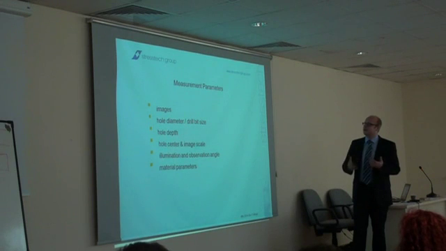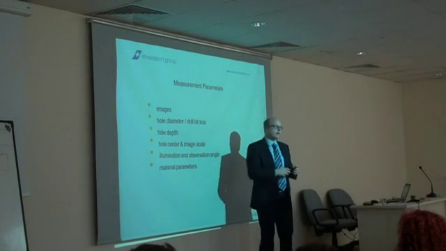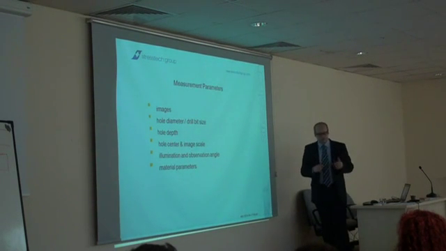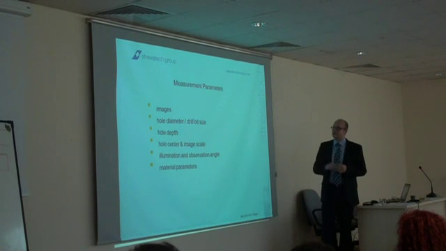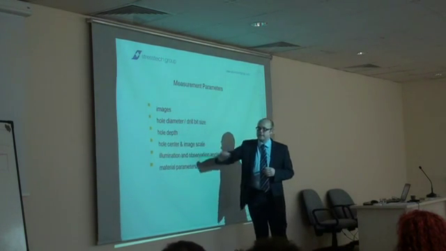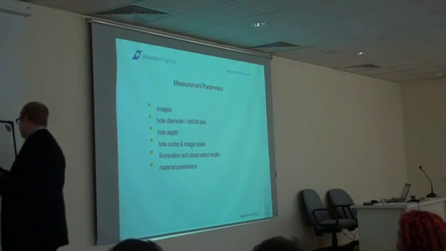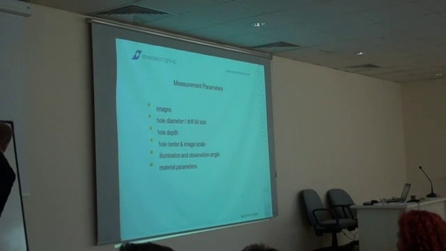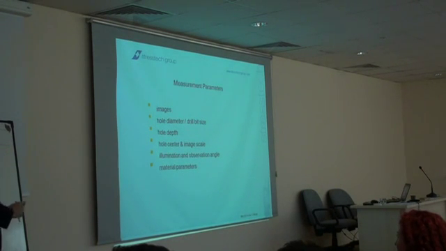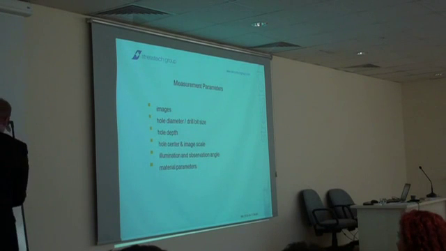And measurement parameters: of course we have the images. Then we have to know the hole diameter so that we can do a correct FE, finite element model, and the hole depth. That is coming automatically from the software when you give the steps you would like to use. And a good thing in our case is that you put the analysis area after the drilling. So when you are drilling the hole, you take an image and you can put the analysis area directly on the hole.